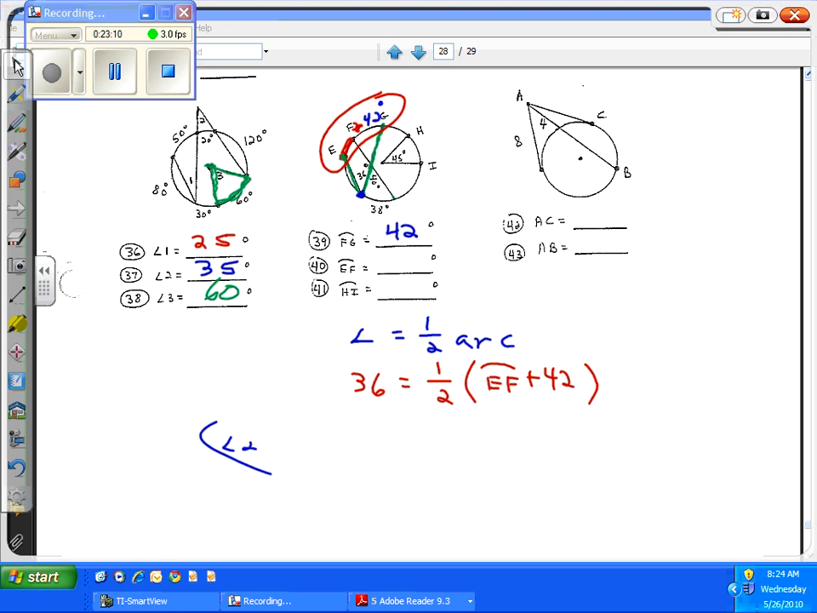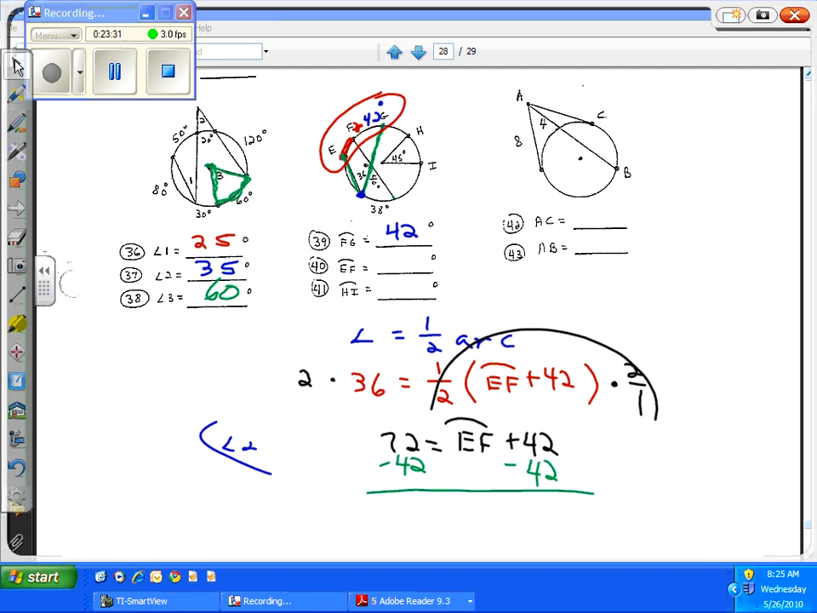Well, that gives us an equation that we can solve, and so we're going to do the same kind of thing. We're going to get rid of that half by multiplying by 2. We'll multiply by 2, and we'll get 72 is equal to arc EF plus 42. Undo addition by subtraction. We get arc EF is equal to 30 degrees.